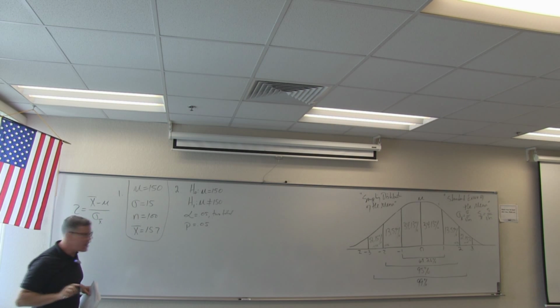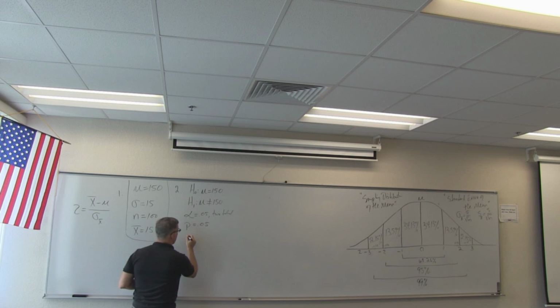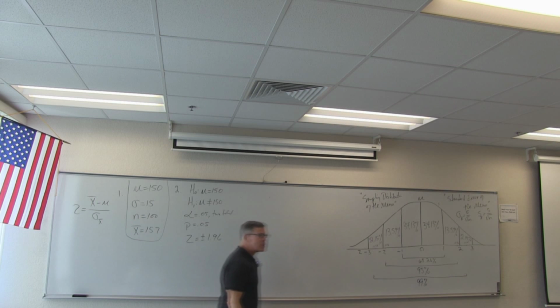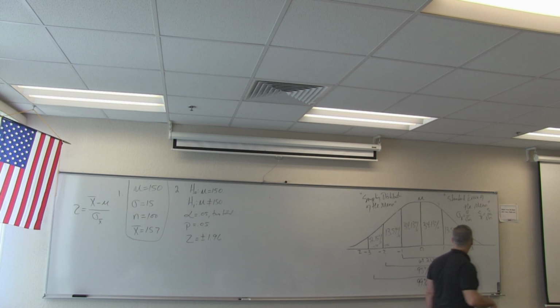And so, because of that, our z-critical values are positive and negative 1.96. And we know why that is so, right? We all know why that's so. If we don't, there's a problem. We've had 4 days now. Your expertise should be increasing.